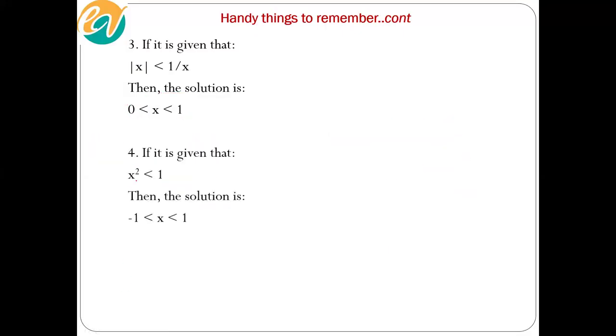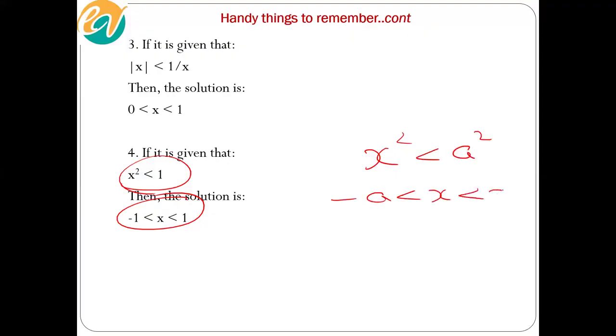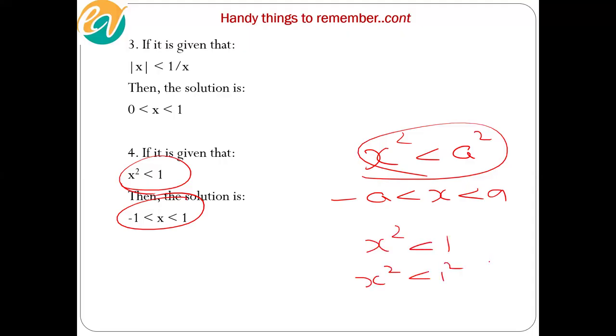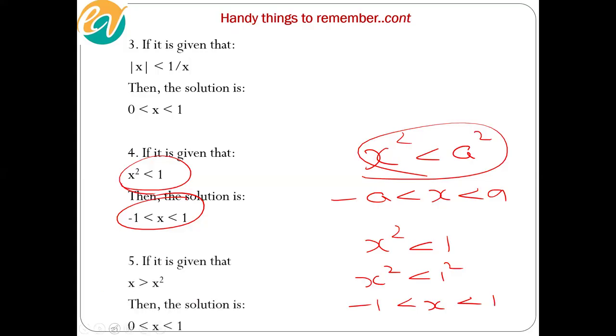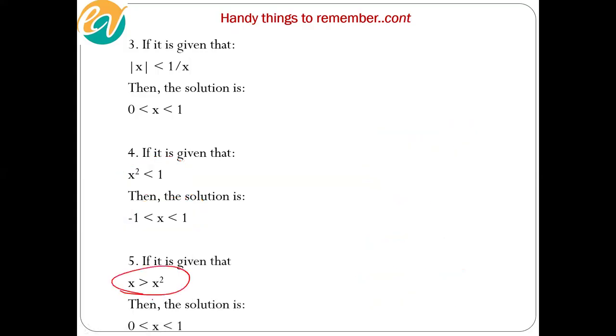Similarly, now this should be easy. Given this, the solution is this. How do you arrive at the solution? We just discussed it. If x square is lesser than a square, then what was the solution? Minus a is lesser than x is lesser than a. This is exactly what's happening here. If x square is lesser than 1, that is equivalent to saying x square is lesser than 1 square. So what will be the solution? Minus 1 is lesser than x is lesser than 1. Correct?